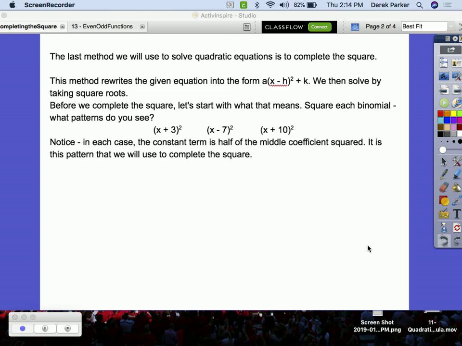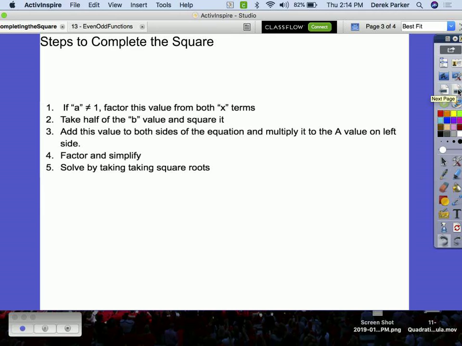The last method we're going to use to solve quadratic equations is called completing the square. This method rewrites the given equation into the form a(x - h)² + k. We then solve by taking the square root. Here are the rules. If a does not equal 1, factor this value out. Then take half of the b value and square it. Add this value to both sides of the equation, factor and simplify, then solve by taking square roots.